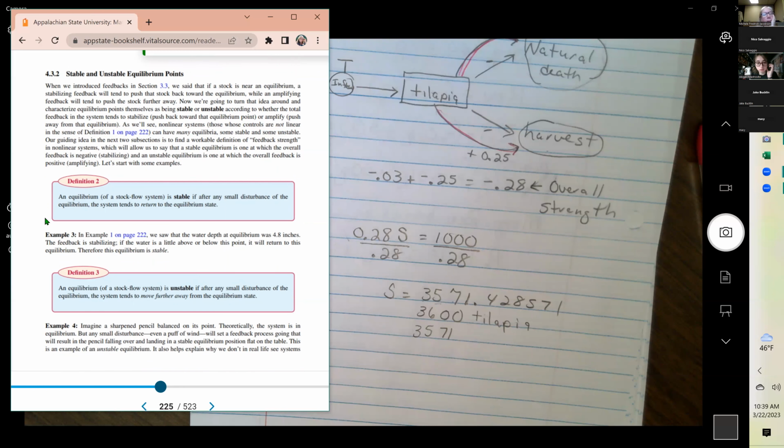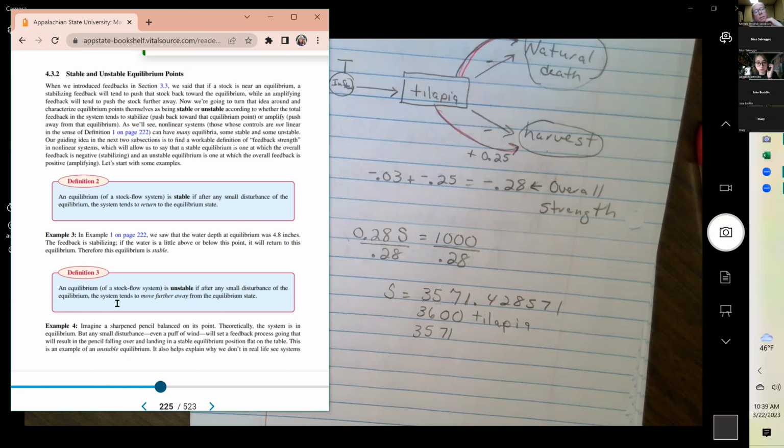We'll stop there. An equilibrium of a stock flow system is stable if after any small disturbance of the equilibrium, the system tends to return to its equal state. If you think about the train derailment and all the fish that died in East Palestine, that would be a case of a disturbance. But then hopefully, if they didn't completely wipe all of them out, they will return to an equilibrium point again.